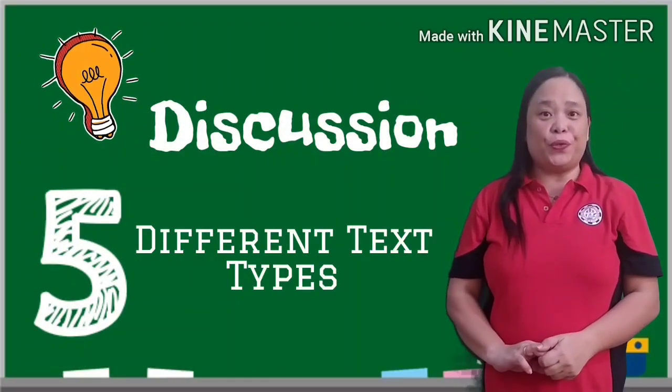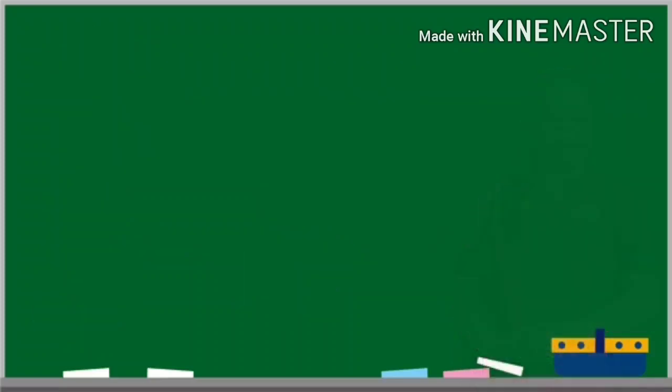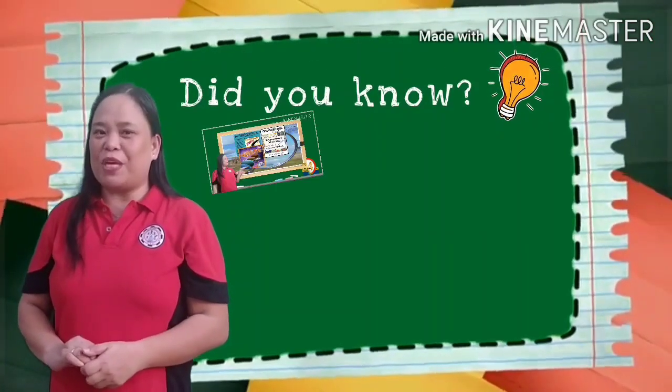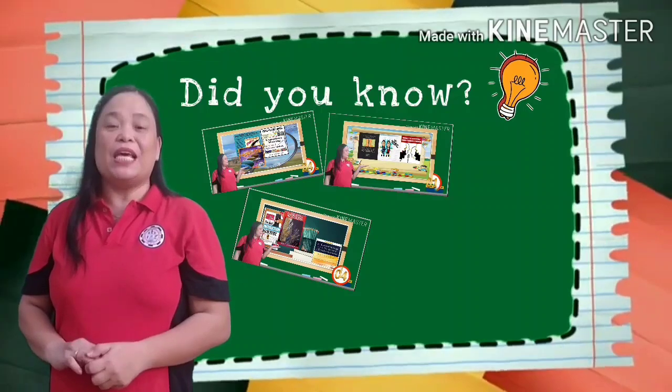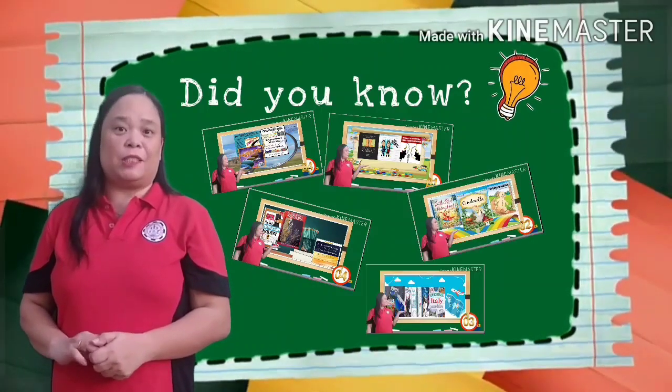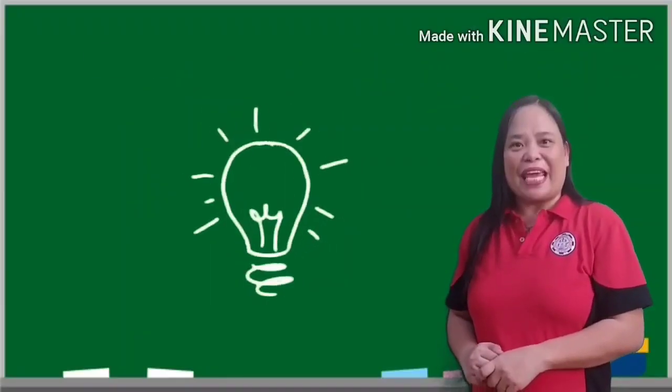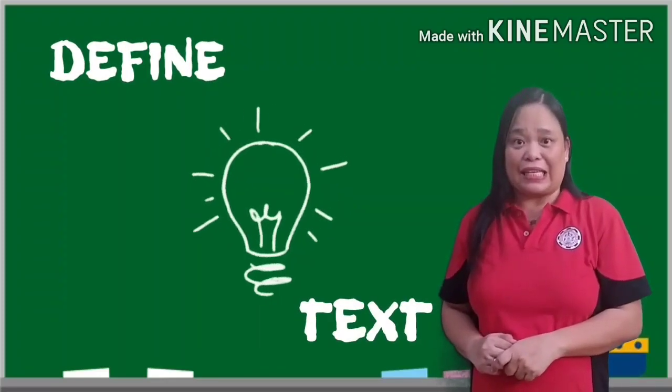A while ago, I showed you different pictures, class. Did you know that those pictures can be categorized in different text types depending on how they serve their purpose? So, to make it clear, let us first define text.